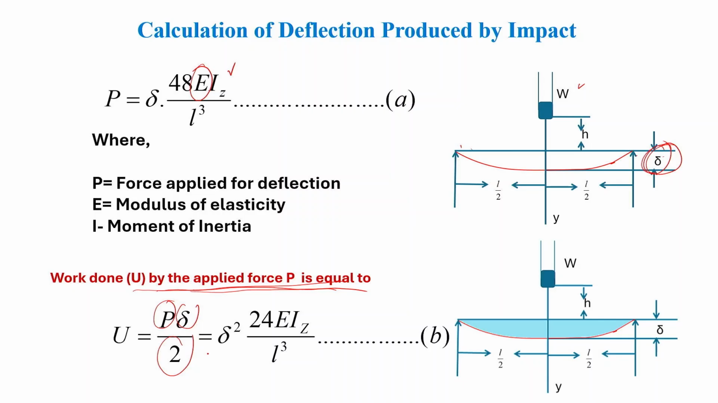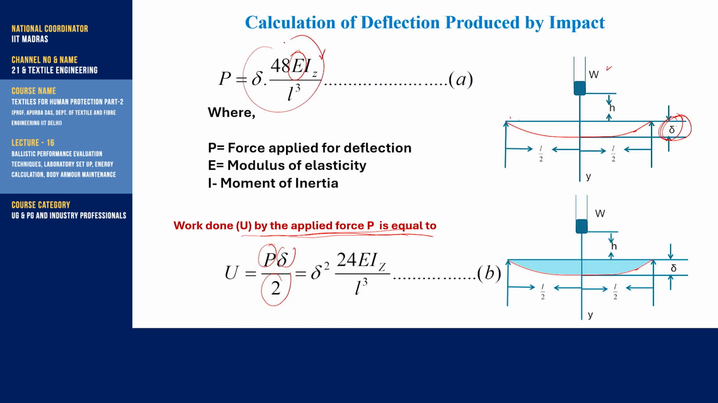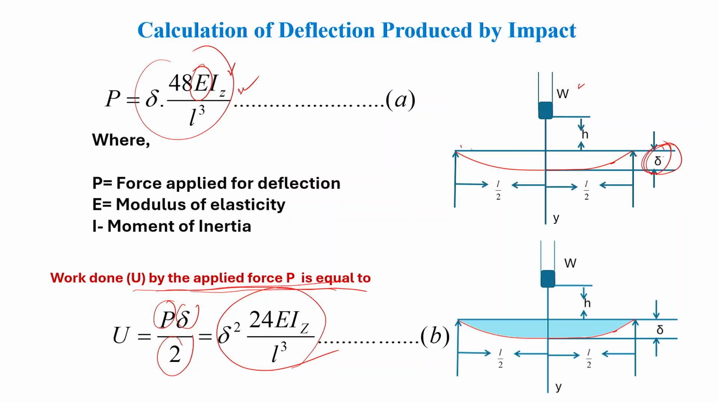There, if we replace P with 48 EI by L cubed, that is the standard formula, and from there we get this relationship. So, the work done by the applied force P is equal to delta squared, where delta is the maximum deflection, times 24 EI by L cubed.